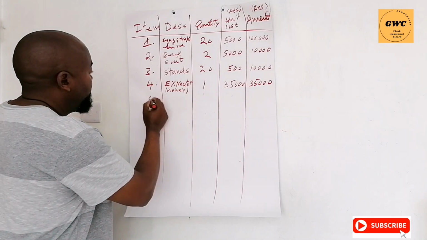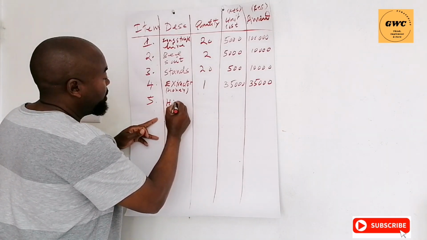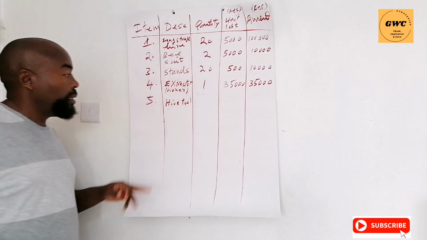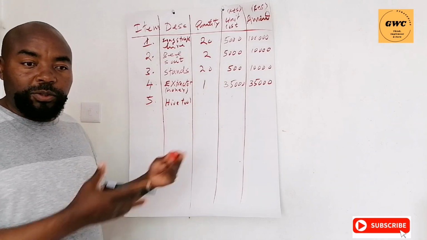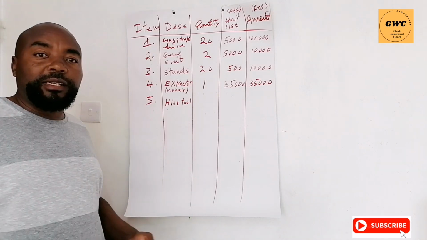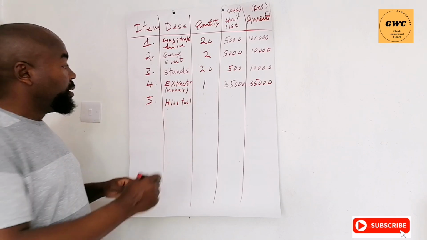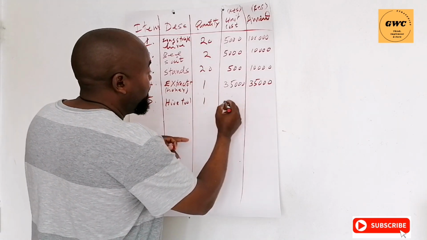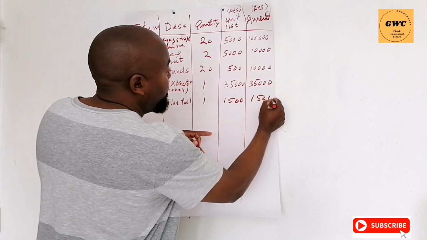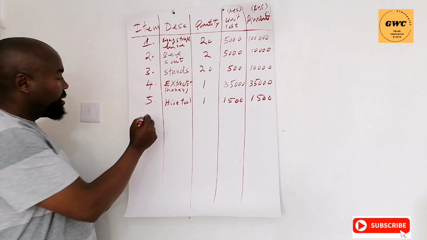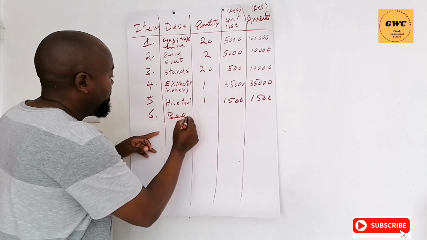Then another thing you will require when you're harvesting is the hive tool. When bees put honey and propolis, the frames get really sticky and get stuck. So when you're removing those frames, you will need the hive tool, and you need one. You can get one for 1,500 shillings, so this comes to 1,500. And then another equipment you require is the bee brush.